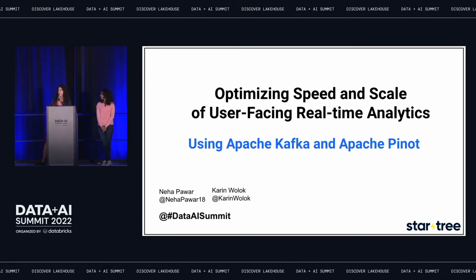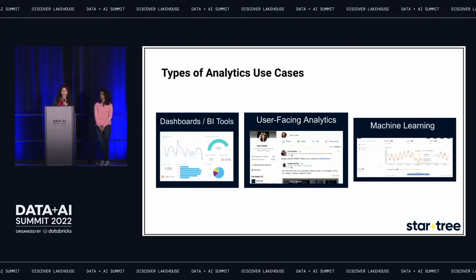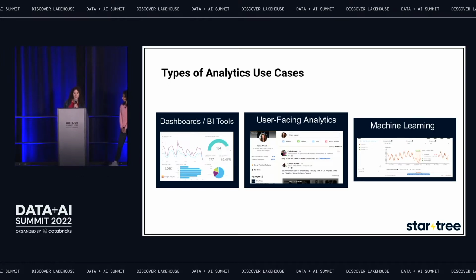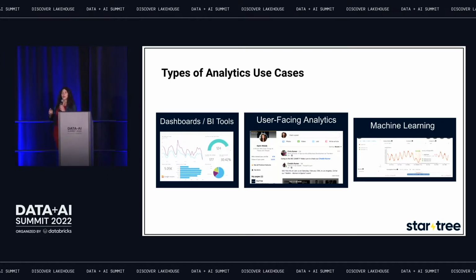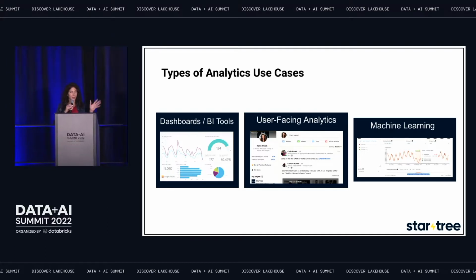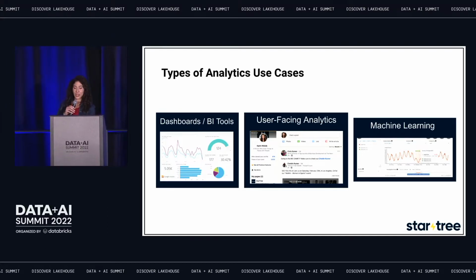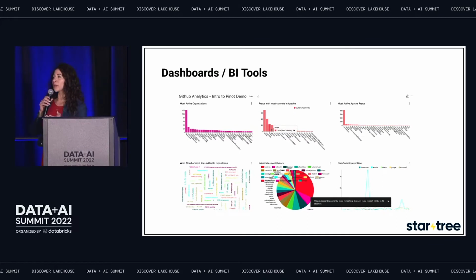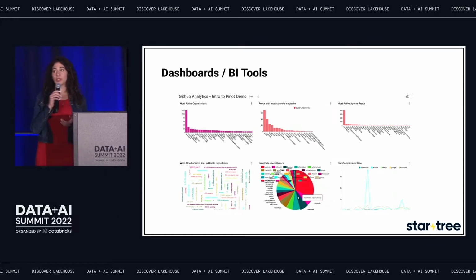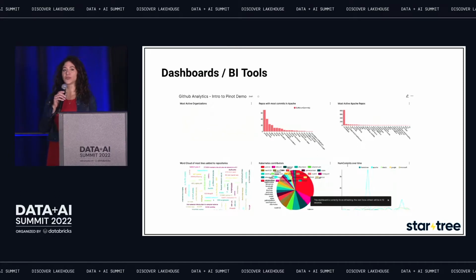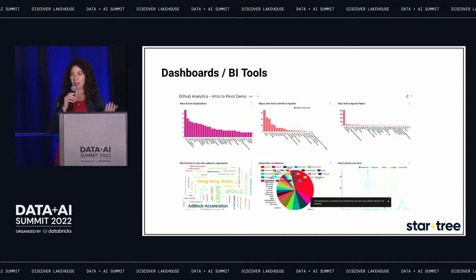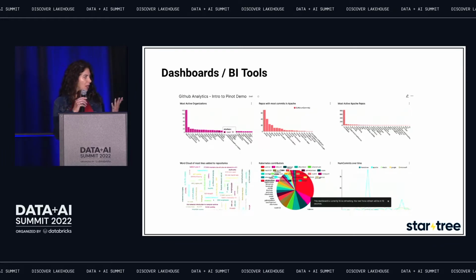I'm just going to give some fundamental intro-level stuff. So first, we're going to talk about the different types of analytics use cases. I'm going to go over three basic higher-level types of analytics use cases. The first one is probably the most commonly known one. It's dashboards and BI tools. This is mostly used for internal purposes, and it's usually analyzed by BI analysts internally. This is probably the most popular, well-known use case for analytics.